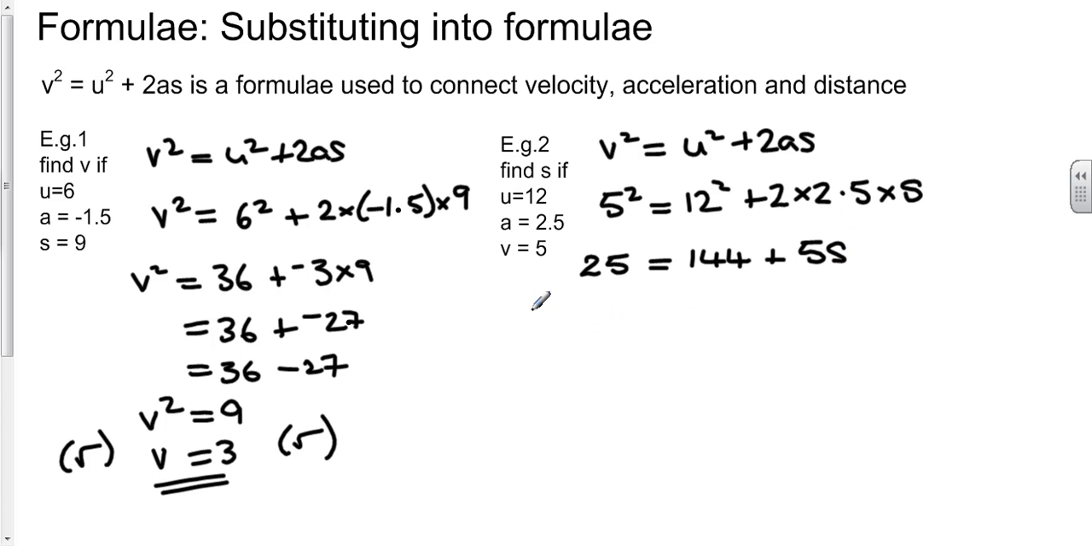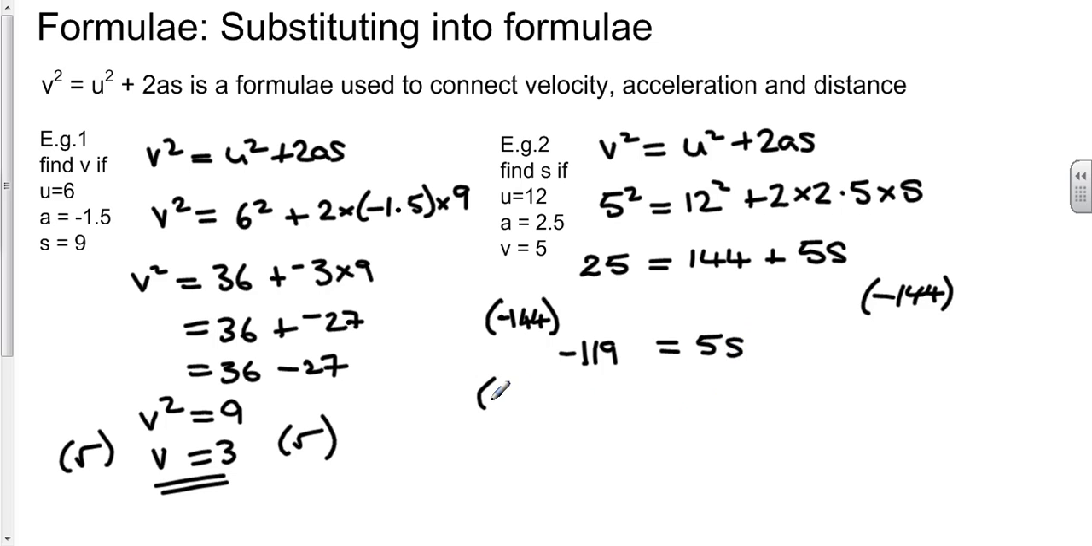We're going to need to solve this equation that we've created. So we've got minus 144 from both sides, so we end up with the unknown by itself and the numbers on the left hand side. If we do that, we're going to end up with negative 119. We've taken away the 144, so we're left with 5s on the right hand side.